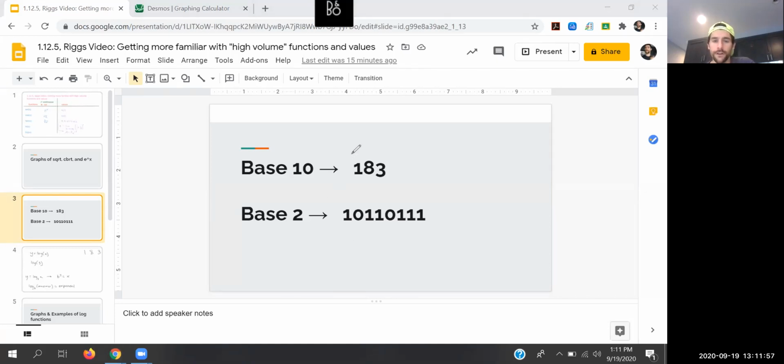If you had $183, and you wanted to express that same quantity in the base 2 number system, which is the system that computers are coded in, that quantity is written as 10110111 in base 2. Again, if you want to learn more about the base system, ask me. It's actually pretty simple and really interesting. But let me go to the next slide.